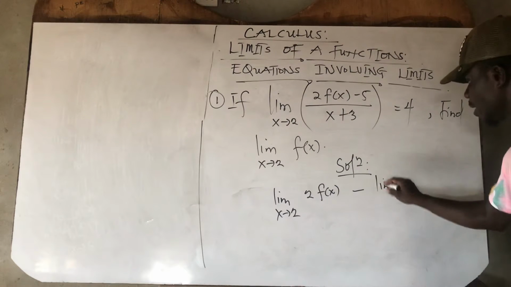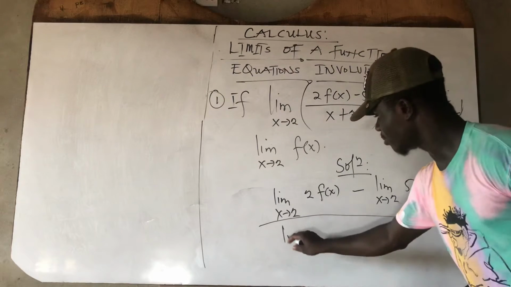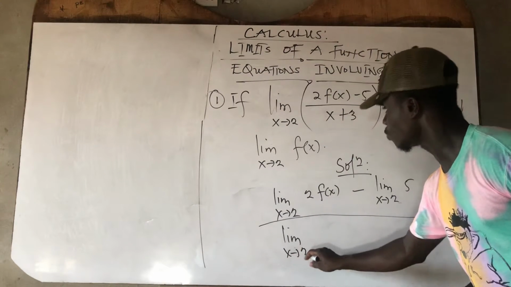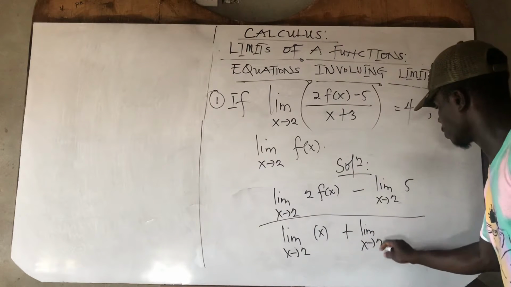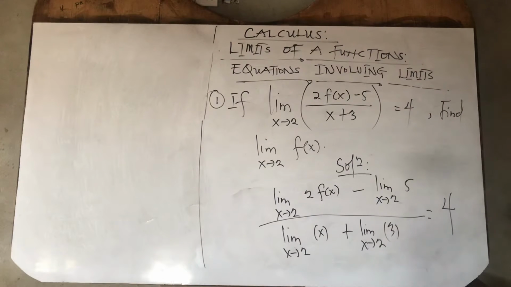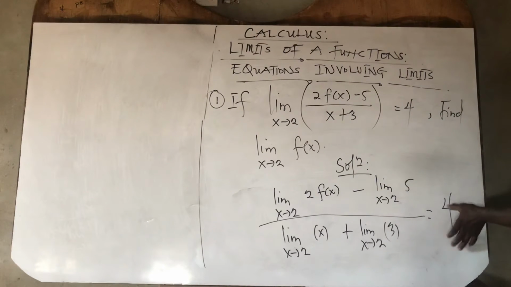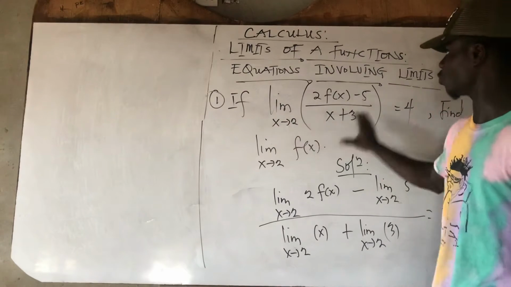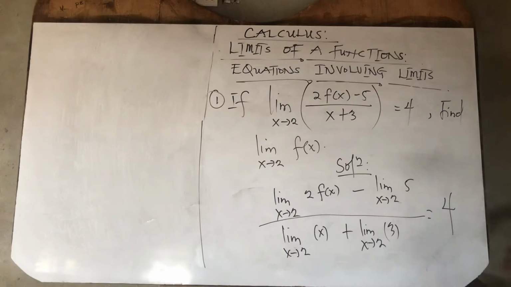So the limit as x approaches 2 of 5, all over the limit as x approaches 2 of x, plus the limit as x approaches 2 of 3, equals 4. Don't apply the limit as x approaches 2 to this 4 here. It would be the same thing as 4, but don't, because this limit as x approaches 2 is affecting only what is inside the bracket here. Thank you. So now we have that.